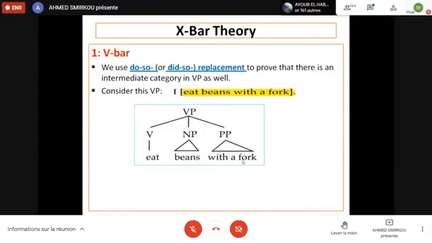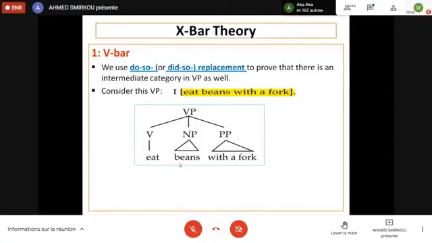Professor? Yes, Mr. Nordin? This tree doesn't give a clear idea about the constituency. And it makes no difference between direct object and adjunct. Yes. Okay, so this is the problem, yes.